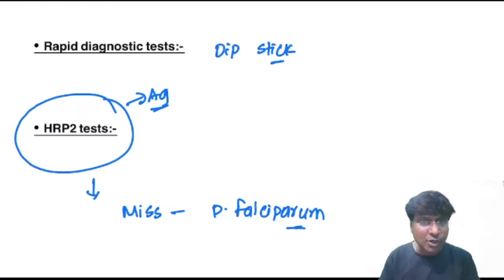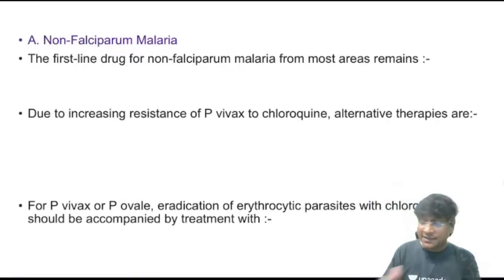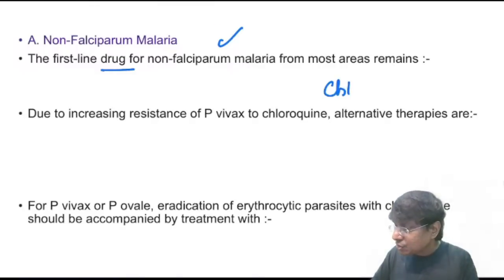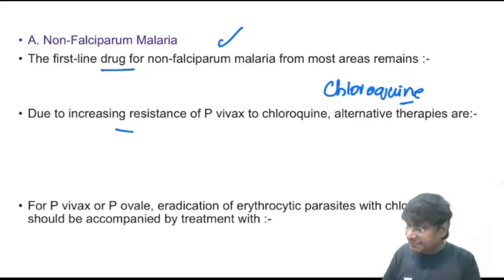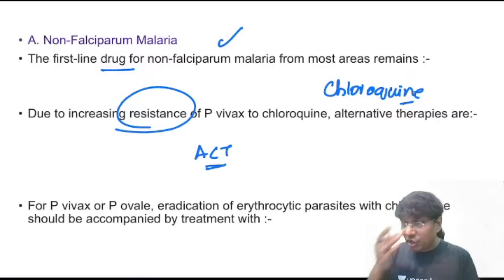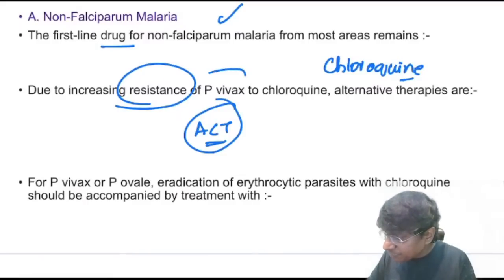Then what is the drug of choice for malaria? The first line drug for non-falciparum malaria, in most of the areas, remains chloroquine. But the problem with chloroquine is that the organisms have developed resistance to it. So what are we giving now? We are giving ACT, that is artemisinin based combination therapies. Okay, that is for Plasmodium vivax.